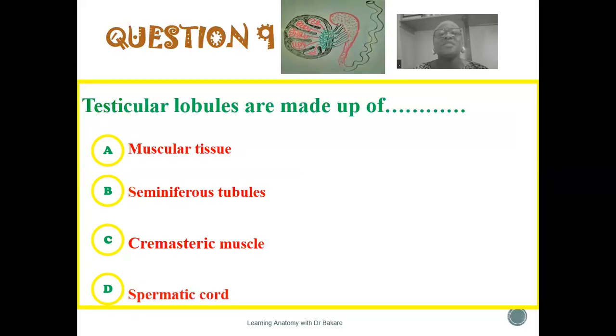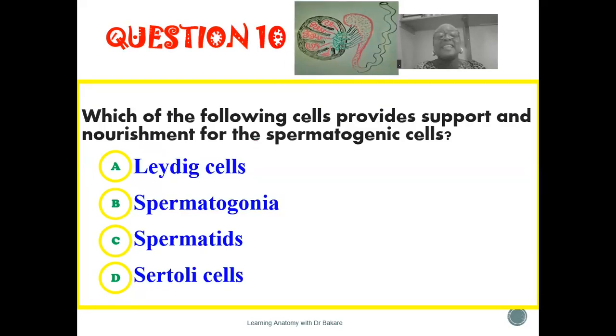The ninth question, which reads that testicular lobules are made up of what? Testicular lobules are structurally made up of seminiferous tubules. This is the structural component of testicular lobules, and this is the correct option. For the 10th question, which reads which of the following cells provide support and also nourishment for the spermatogenic cells, the correct option here is the Sertoli cell. The Sertoli cells are seen to provide nourishment and also support for the spermatogenic cells.